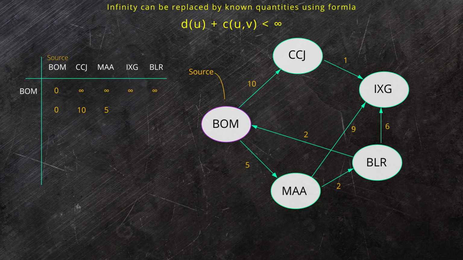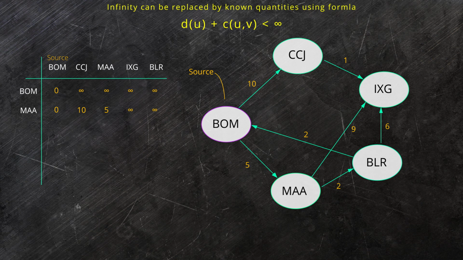If there is a route from BOM to IXG, you don't have a route, so that will be infinity. If there is a route from BOM to BLR, you don't have a route from BOM to BLR, you only have a route from BLR to BOM. Now look at which is the minimum value. The minimum value is 5. You have to choose this node. For the next node, you will be choosing MAA, which has the value 5.